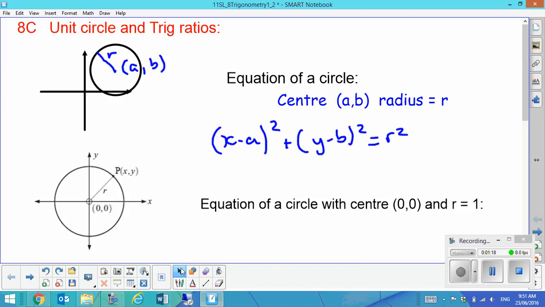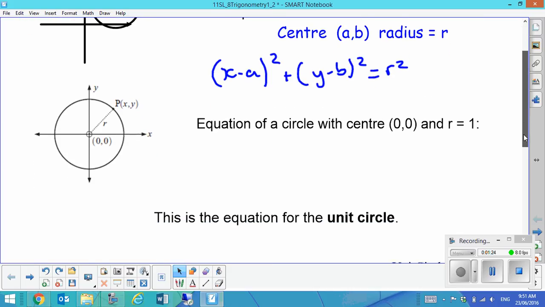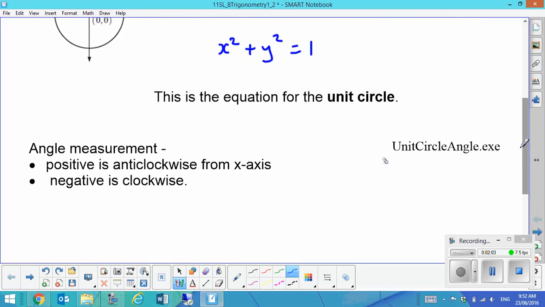So in our particular case, what we want to do to make things easier is to have our circle centered on 0, 0. And we're going to choose a radius of 1, because that's going to allow us to make up a whole lot of relationships and see how we can relate the angle with the point on the circle. So if our centre is 0, 0, then our equation becomes x squared plus y squared, because a and b are both 0, and our radius is 1, and 1 squared is 1. So the equation for this particular circle is x squared plus y squared equals 1. And we call it the unit circle because it has a unit radius, 1 unit of radius.